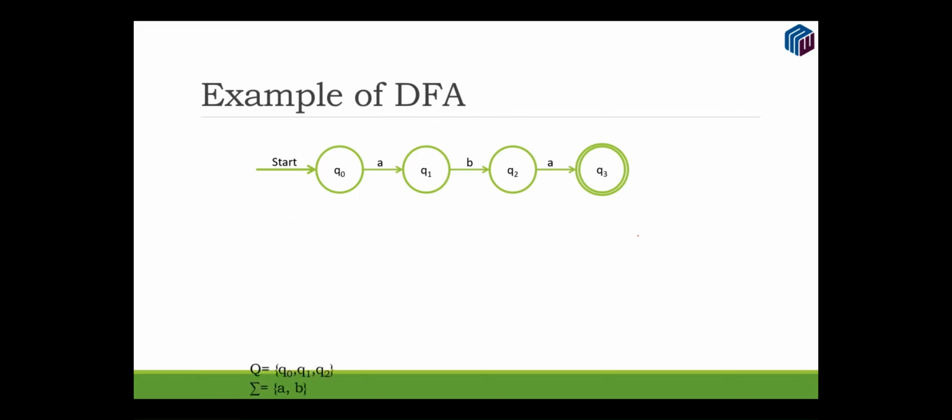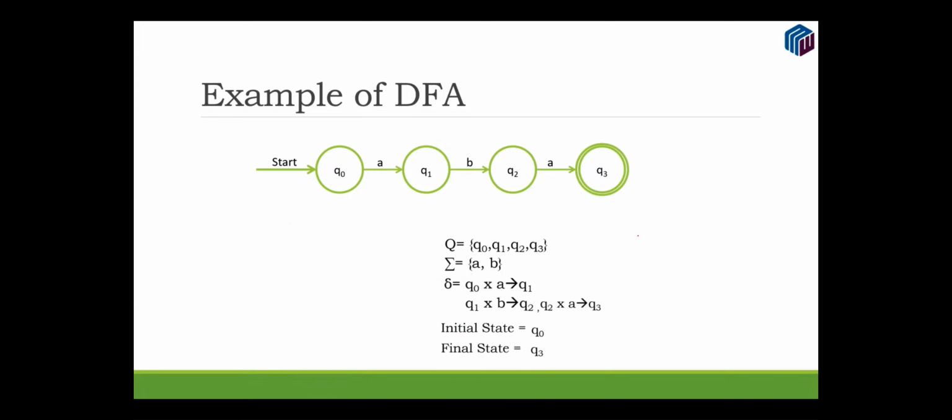Let us see what the final machine will be. The final machine will be Q equal to Q0, Q1, Q2, Q3, Sigma equal to a, b, delta: Q0 into a tends to Q1, Q1 into b tends to Q2, Q2 into a tends to Q3. But we are not considering Q3, because Q3 is not having any transitions. There is no transition for Q3, so we are not taking it.